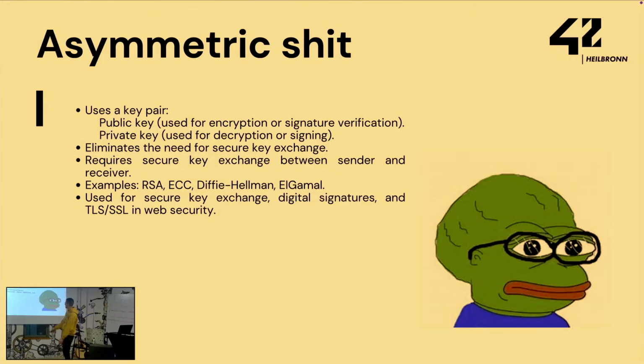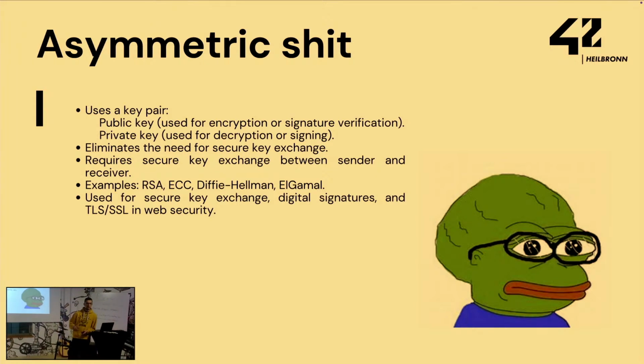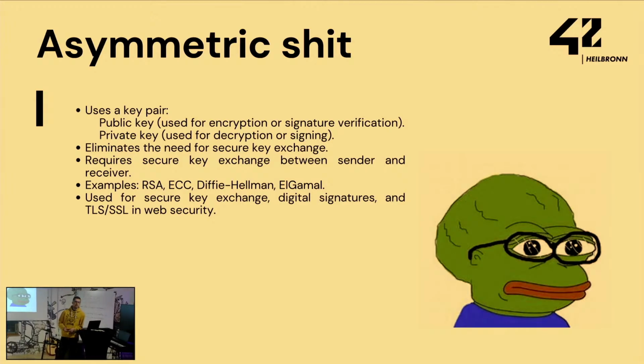There's also Diffie-Hellman, and there is ElGamal. It's an Egyptian mathematician, and Diffie-Hellman, I think it's German. It's used for secure key exchange and digital signatures. We are all using TLS in one way or another when we access any website. Google right now, maybe you just Googled something, it's using TLS. TLS is using asymmetric encryption in the background.